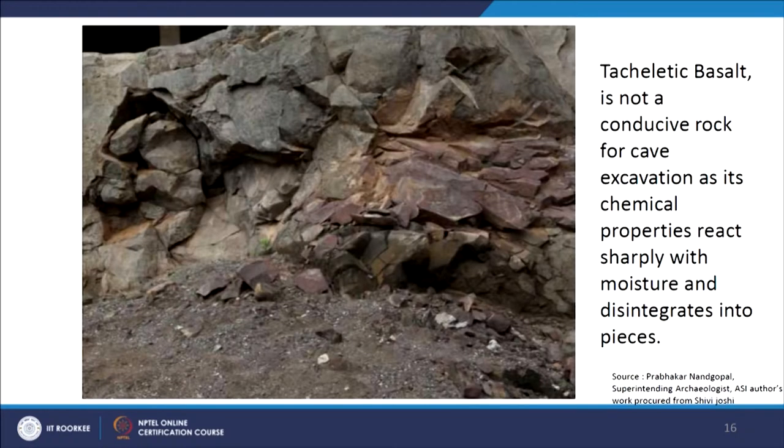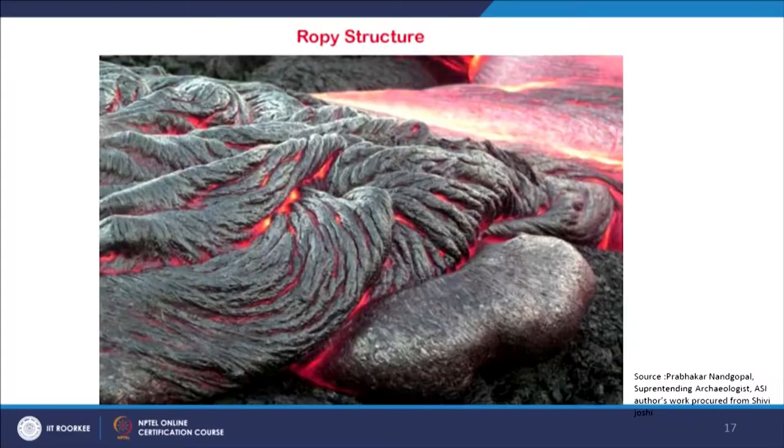And this Tacheletic basalt is not a conducive rock for cave excavation, as its chemical properties react sharply with moisture and disintegrate into pieces. The moment you make an excavation, it gradually breaks into small wedge-shaped pieces. That is an important aspect of the excavation challenges with this kind of material. There is another form of structure, the ropey structure, where again a pahoe twists into a ropey format.